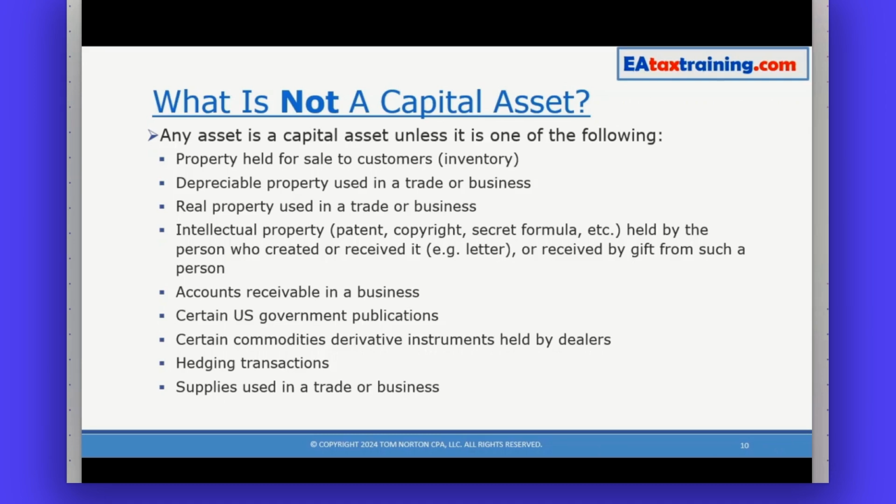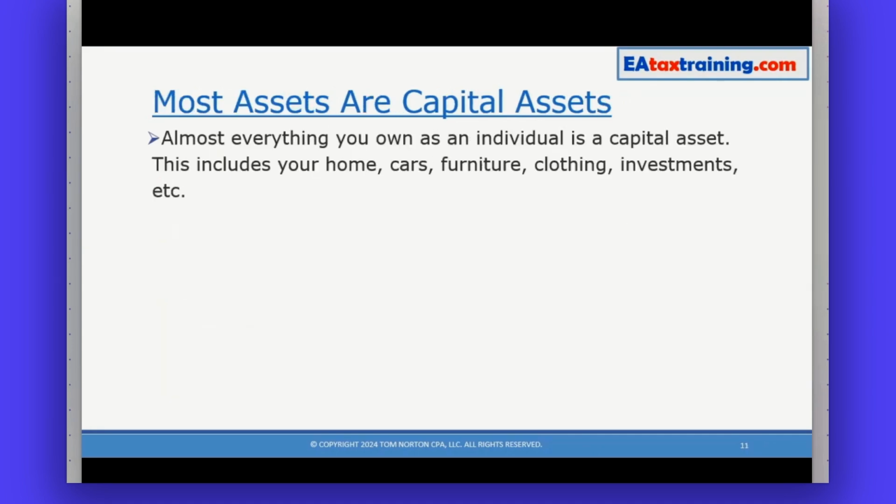And then you've got a couple of investment concepts that are on here, as well as those U.S. government publications. So what this means is that most assets are capital assets, because if it's anything that's not on that list, it's a capital asset. So almost everything you own as an individual is a capital asset. Your home, your cars, your furniture, your clothing, investments, etc.